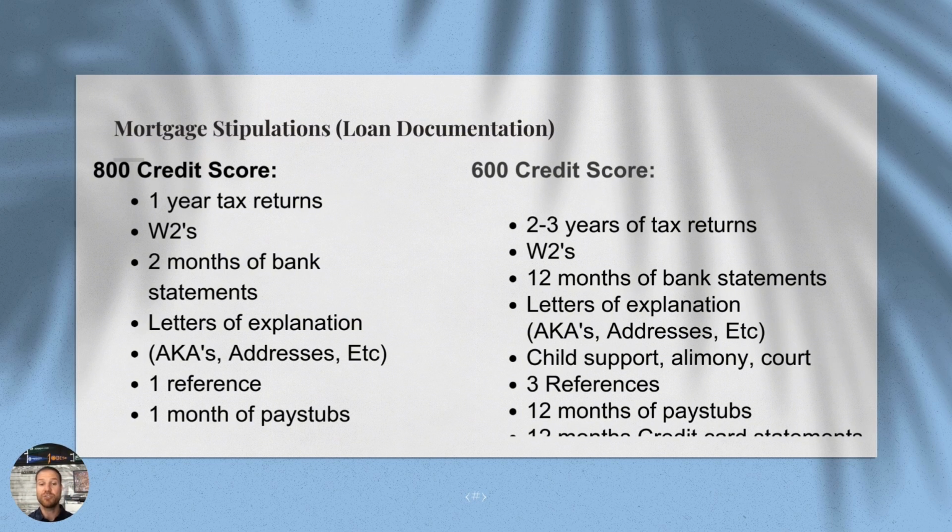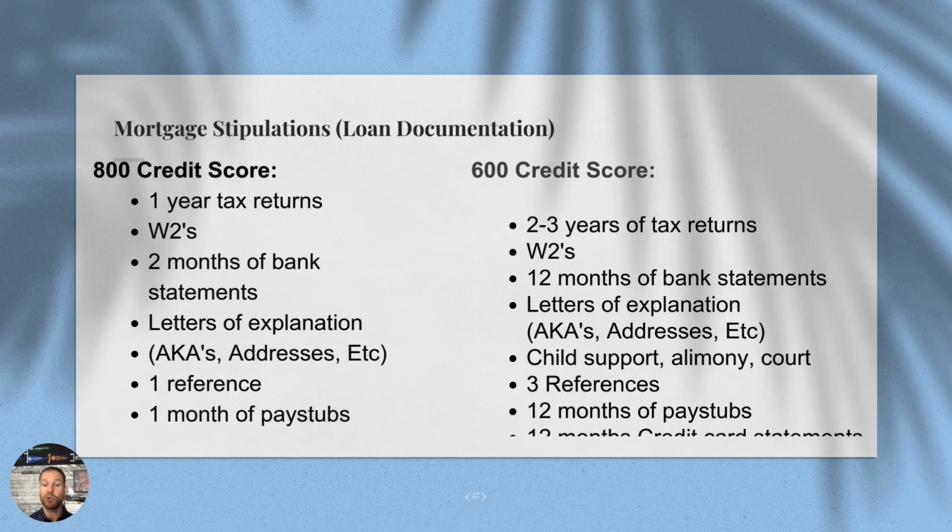And if you have a 600 credit score, everything increases. Your documentation increases, your interest rate increases. It all gets more complicated and more expensive because that interest rate, when we're borrowing hundreds of thousands or millions of dollars, makes a significant difference. But for the documentation alone, now we'll need 2 or 3 years of tax returns, multiple years of W-2s, 12 months of bank statements, and letters of explanation on why you missed payments, because if you have a 600 credit score, there's something going on there.